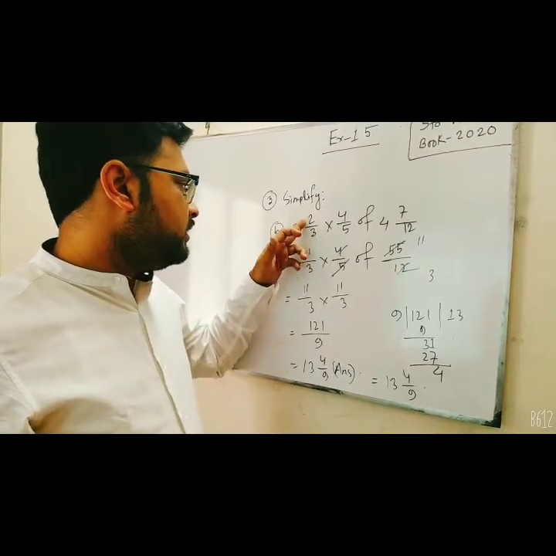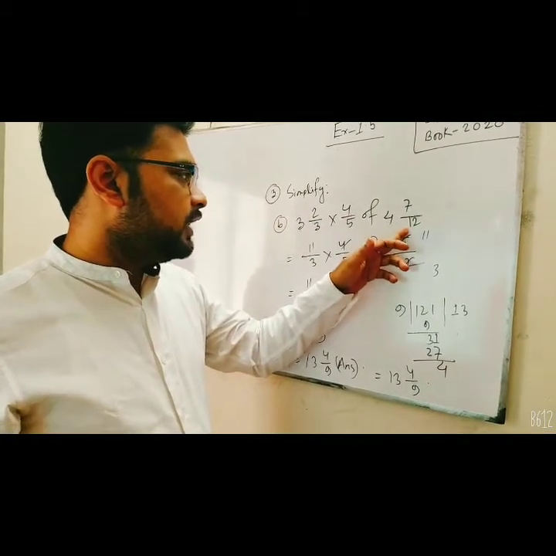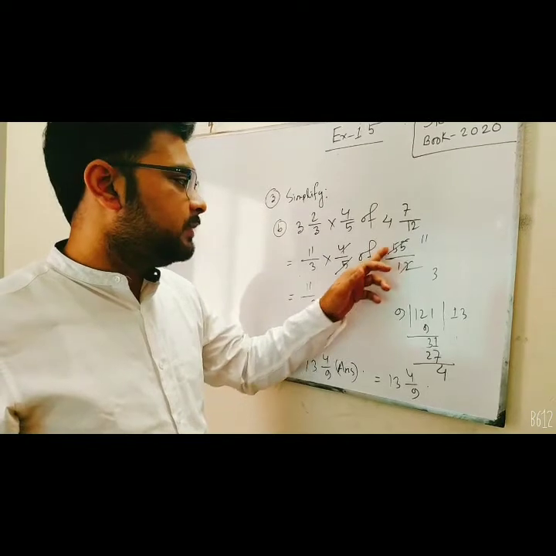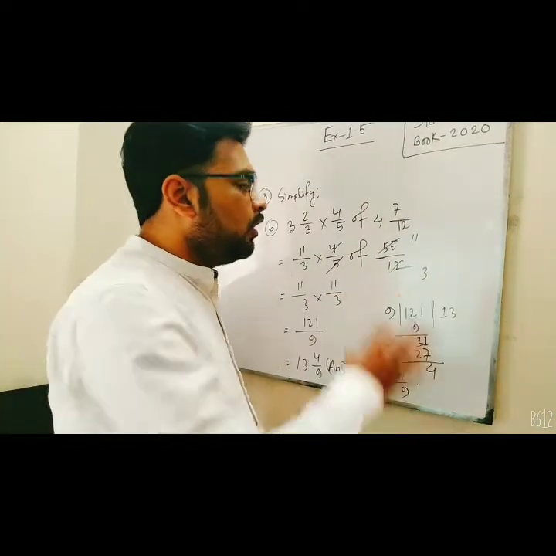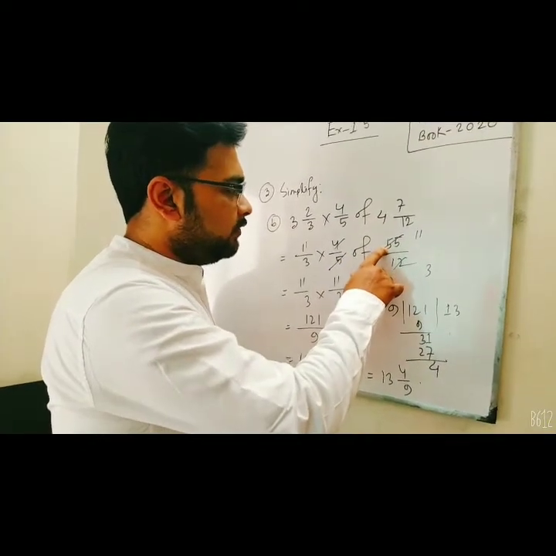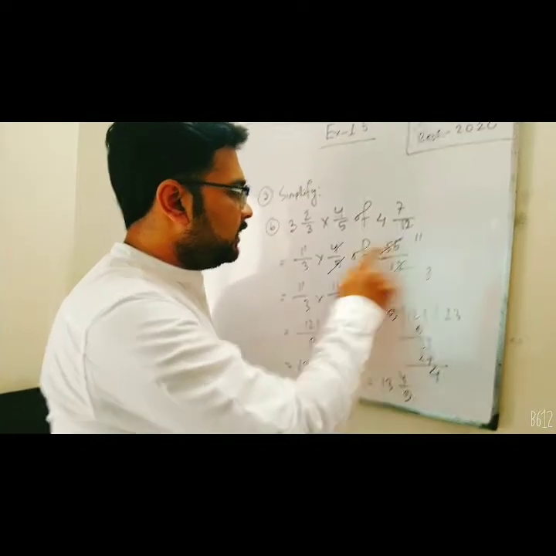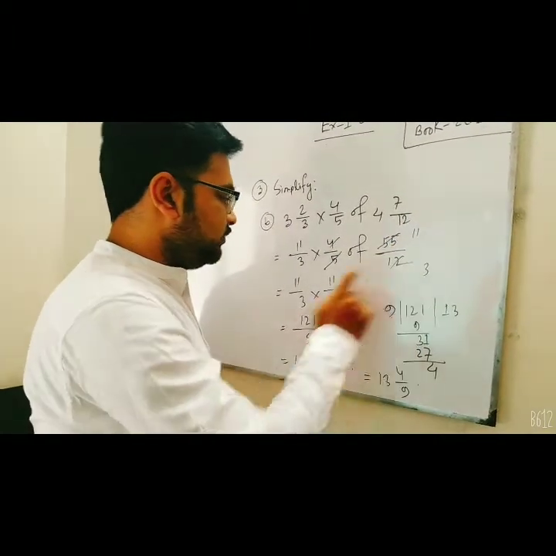3 3s are 9, 9 added with 2, that means 11 by 3. 4 by 5, 4 12s are 48, 48 added with 7, that means 55 by 12. And first of all, we will work the of. So cut down 5 and 55, the answer is 11, and 4 is cut down 12, the answer is 3, that means 11 by 3.